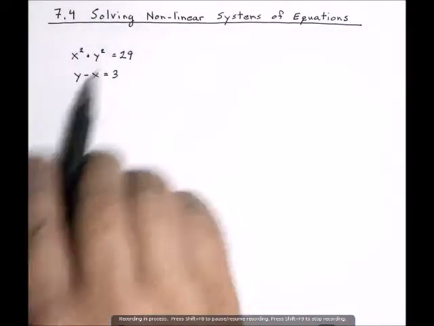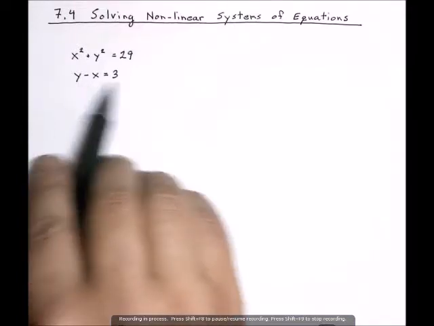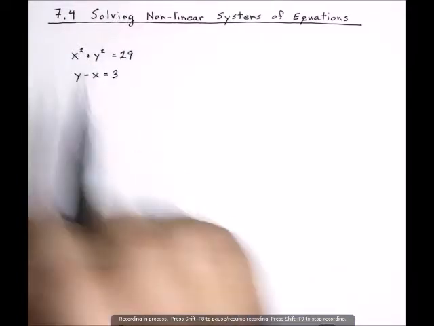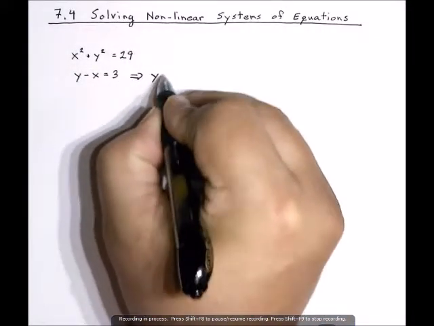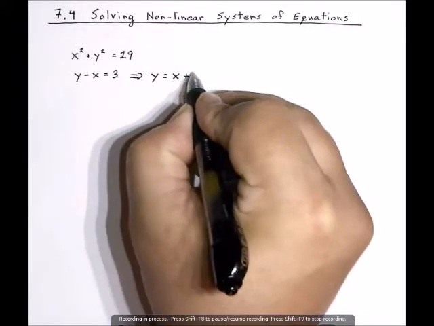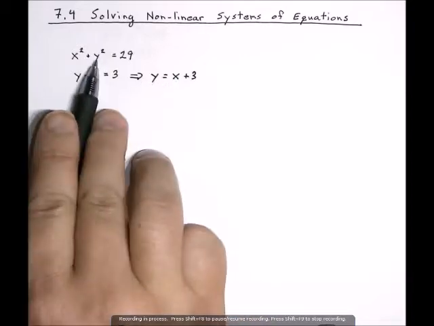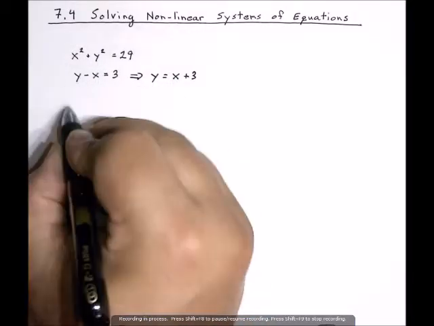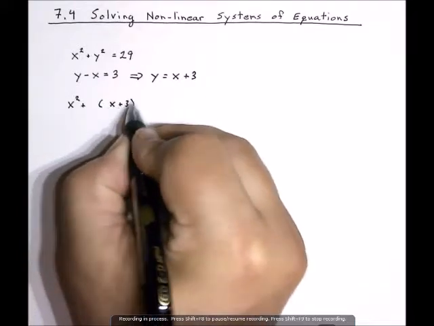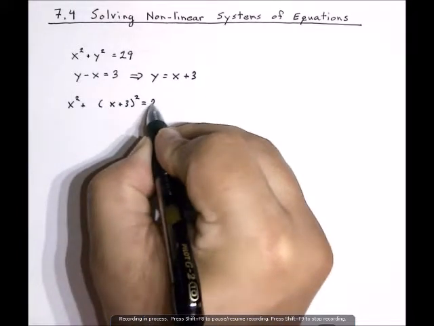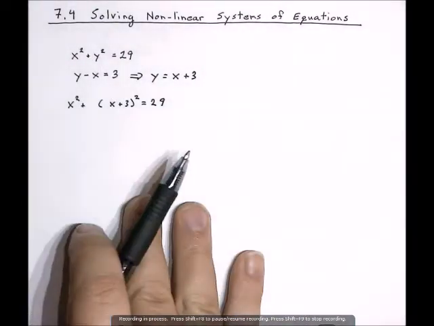So looking at this, the easiest way to solve this one is probably going to be solve this for x or y and then plug into this one and see what we get out. So let's solve this one for y by moving the x over. And now once we have this, we can replace y with x plus 3. Okay, remembering we need to keep that square on it. And now we just have to work it out.